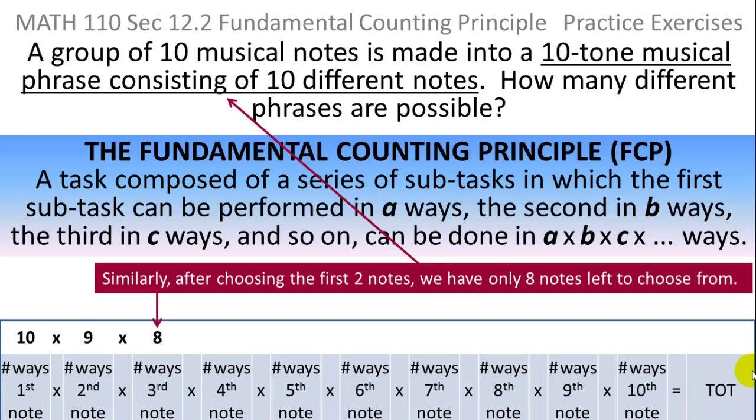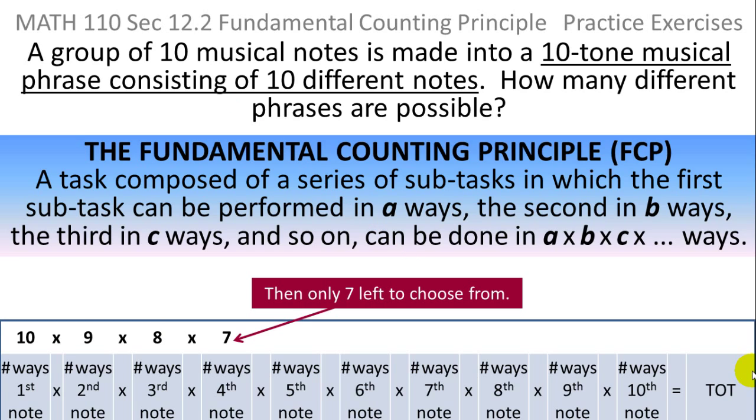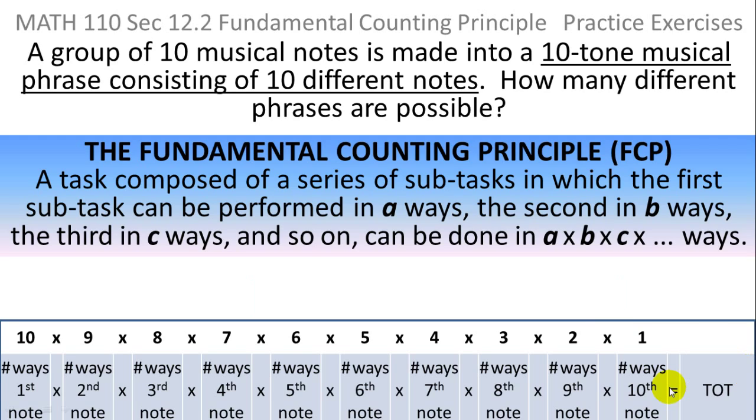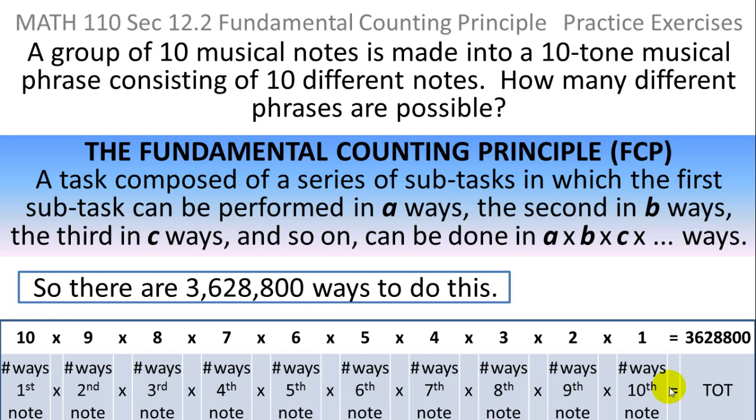And then of course 8 ways for the third note, 7 for the fourth, 6 for the fifth, then 5, then 4, then 3, then 2, and finally by the time you get to the 10th position, you have no choice. There's only one way for that last note to be chosen. So by the fundamental counting principle, if you multiply 10 times 9 times 8 times 7 times 6 times 5 times 4 times 3 times 2 times 1, which comes out to a total of 3,628,800 ways to accomplish this task.